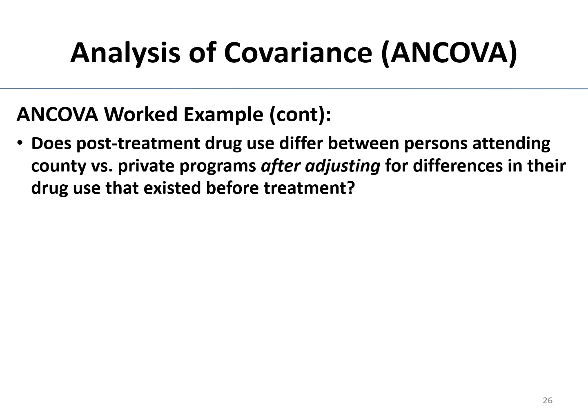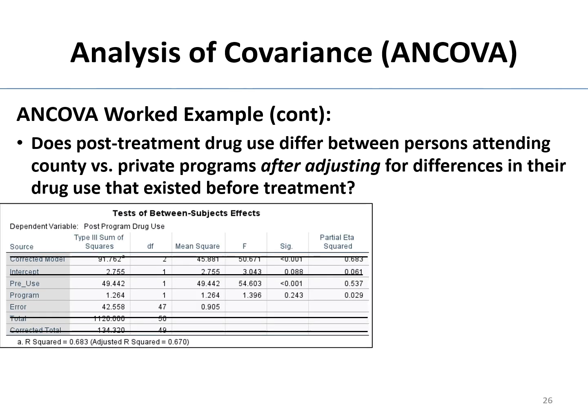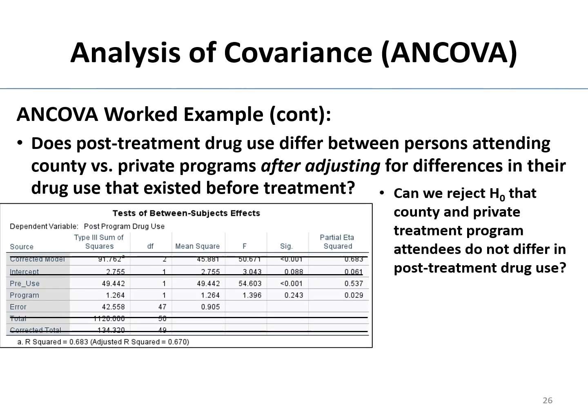All right, here's the big question. So we know that the covariate did meaningfully adjust the means, but does post-treatment drug use differ between persons attending county versus private programs after adjusting for differences in their drug use that existed before treatment? That is, after adjusting for baseline drug use, is there a difference between those who go to county and those who go to private in their subsequent drug use? Same table as before, we're just going to look at a different row.